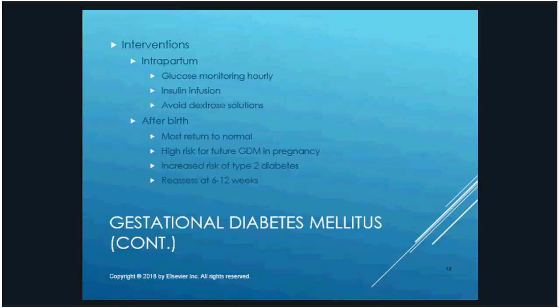After birth, most return to normal. There is a high risk of GDM in future pregnancies if they've already been diagnosed with GDM. They have an increased risk of developing type 2 diabetes, and that would be reassessed between 6 and 12 weeks after birth.